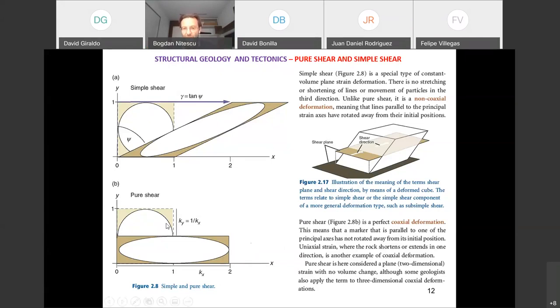Yeah. Now, two more terms: coaxial deformation and non-coaxial deformation. Now, coaxial means that the principal axes of strain during deformation have not rotated. They are still the same. And you can imagine when you squeeze this thing like this, the principal axes of deformation remain constant. And this is called coaxial deformation. Now, here what happens, the axes of deformation, that I'll show you in another slide, they rotate. And it is called non-coaxial deformation.